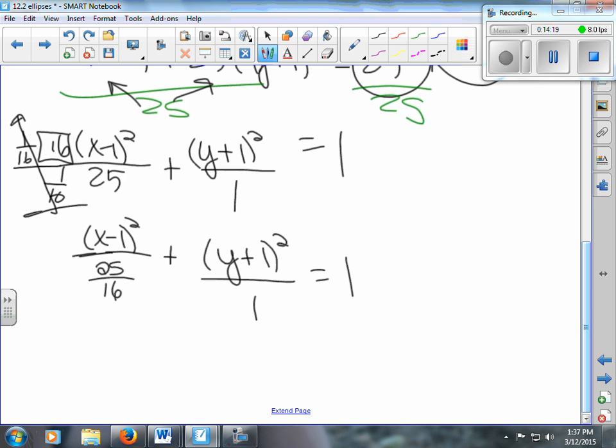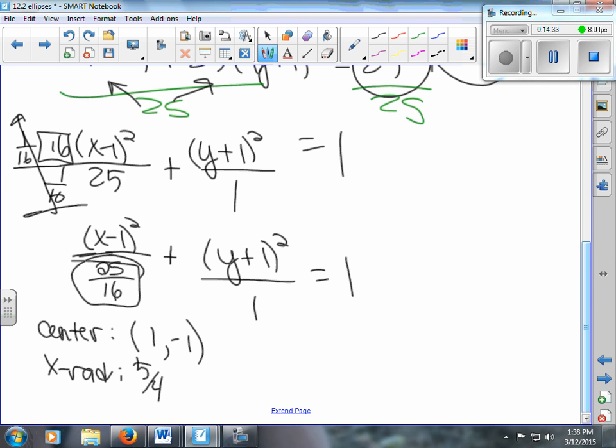And so let's answer some questions here. What is my center? We've known this for a while. The center is 1, negative 1. What is the x radius? Well, the x radius will be the square root of 25/16. That's 5/4, so just 1 1/4. The y radius is going to be 1.